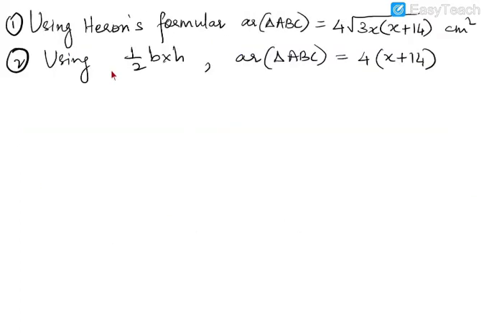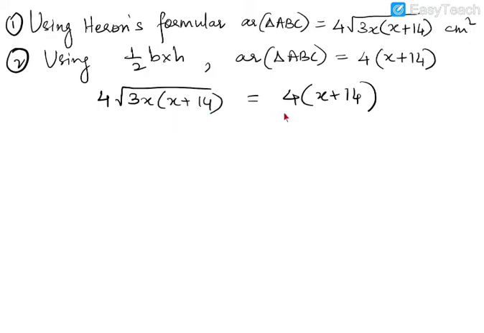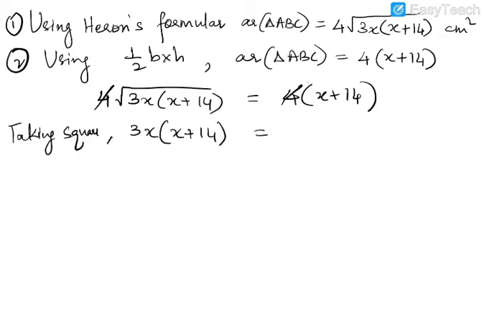Using results 1 and 2, we have the area of the same triangle expressed in two different expressions. This means that we can equate these expressions. On equating these expressions and simplifying, we will get an equation in x. We can start by dividing both sides by 4 and then taking the square on both sides to get rid of this square root sign. So we will get 3x into x plus 14 equal to x plus 14 square.